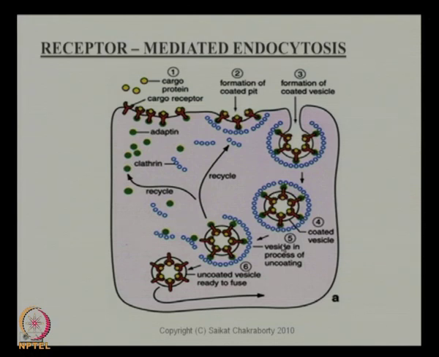This is essentially the same kind of picture, that the ligands bind to the receptor, and then the coated pit is formed. So, class 1, and a very similar kind of thing. The coated protein goes away. I do not think there is any point in repeating this one, right?